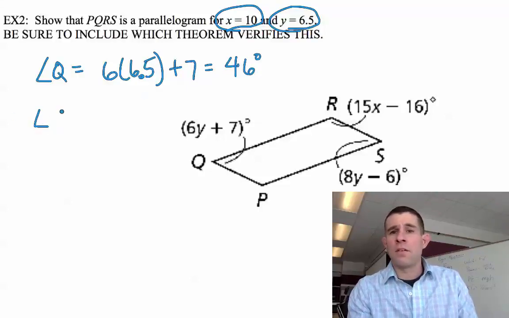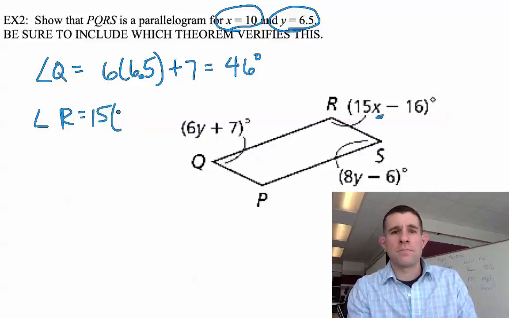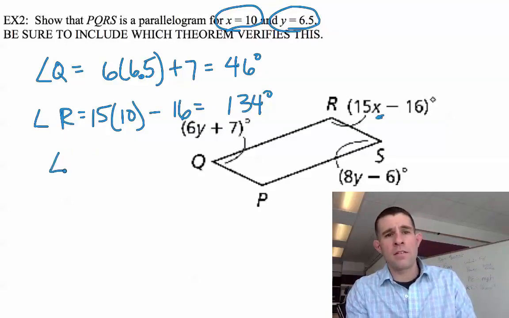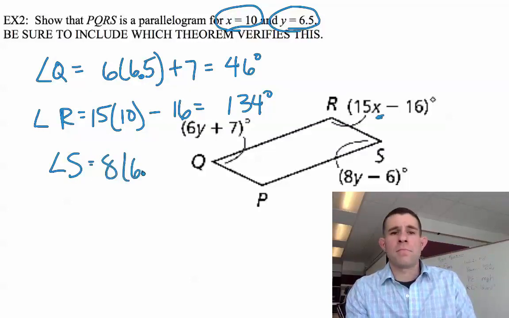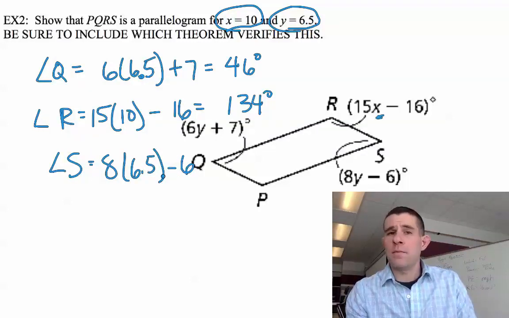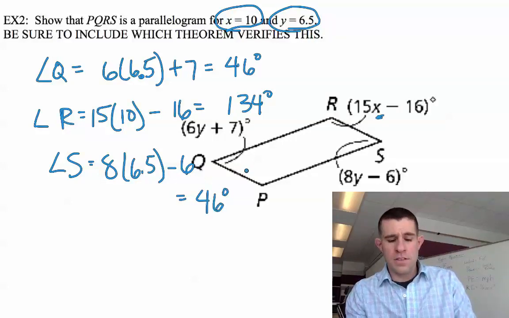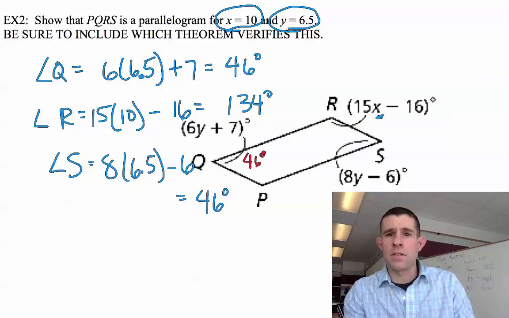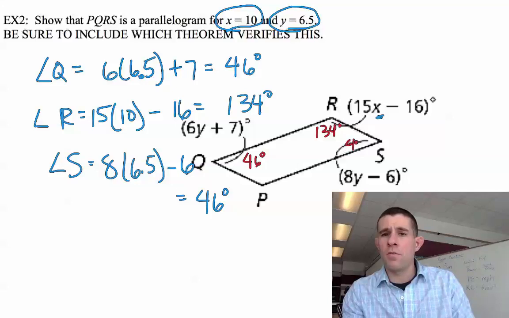And now if we do angle R, we're going to substitute in our value for x. When we do 15 times 10 minus 16, we'll get 134 degrees. And then finally for angle S, when we do 8 times 6.5 minus 6, again we get 46 degrees. So you can see here what we have is angle Q is equal to 46 degrees, angle R was 134 degrees, and angle S is also 46.